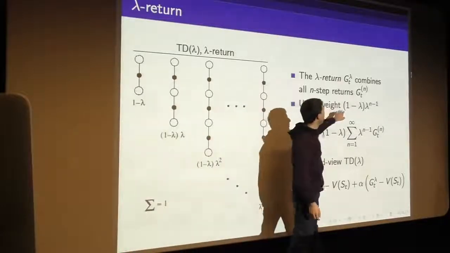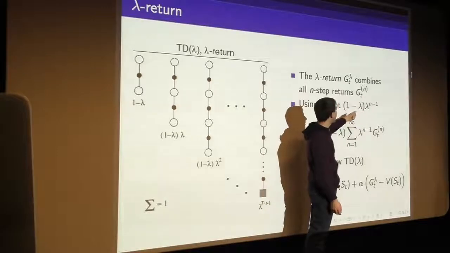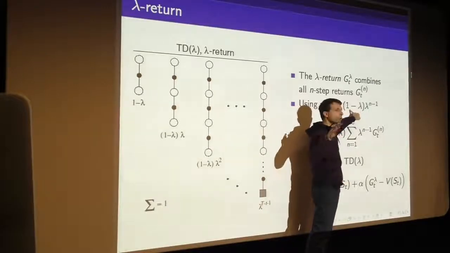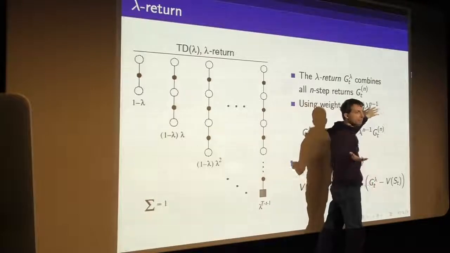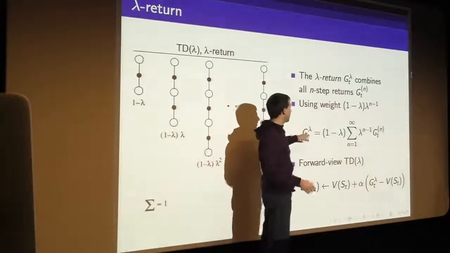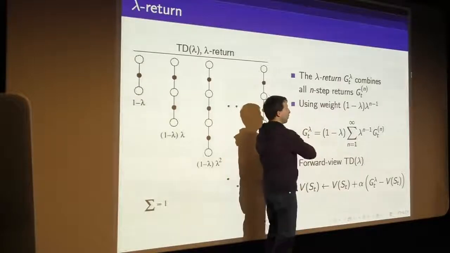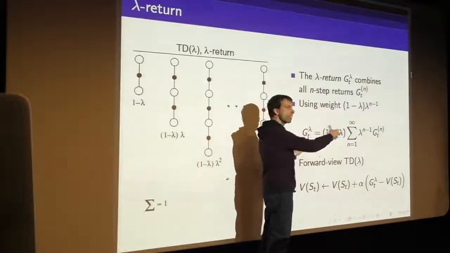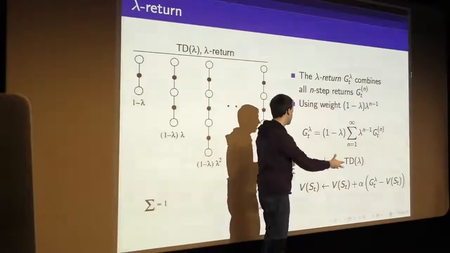So we use a weight. For every n-step return, we weight that n-step return according to 1 minus lambda, this normalizing factor, and then just lambda to the n minus 1 times the n-step return. And so this is our lambda return. This g superscript lambda tells us our weighted sum of all of our different n-step returns. So we're going to weight these together geometrically.